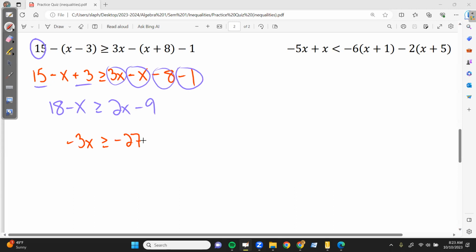And then we divide by negative 3. Watch out, because we're dividing by a negative, we have to switch the sign. Negative 27 divided by negative 3 is positive 9.